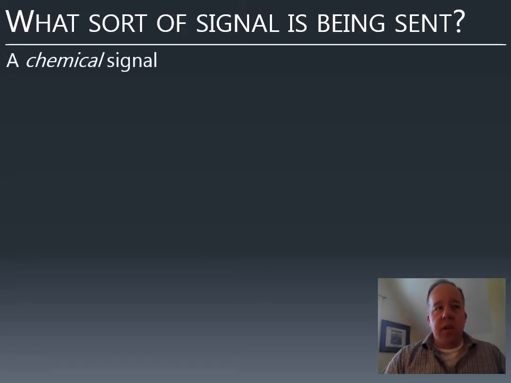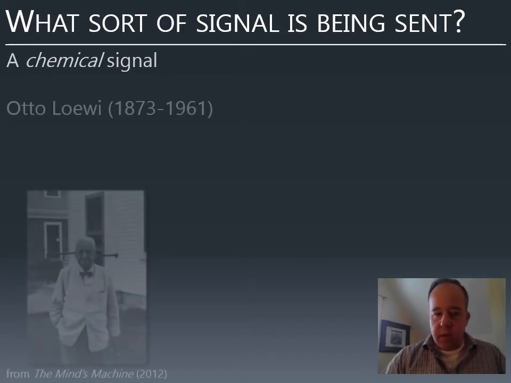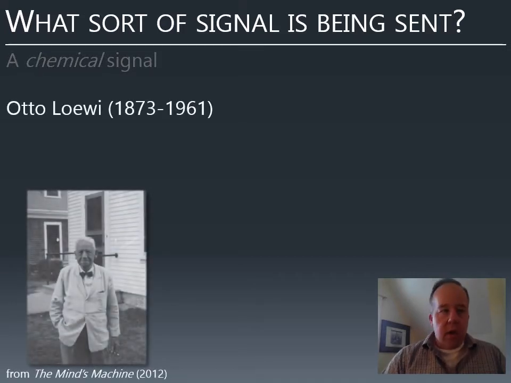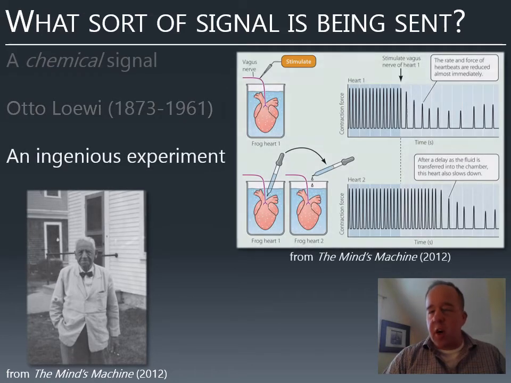So what is this signal? I've already sort of alluded to this, but we're talking about chemical signaling. So when an action potential reaches the axon terminals, a chemical is released. How do we know this? Well, a Nobel Prize winner, this is what he got the Nobel Prize for, named Otto Loewi, did a really clever experiment. He said it came to him in a dream.